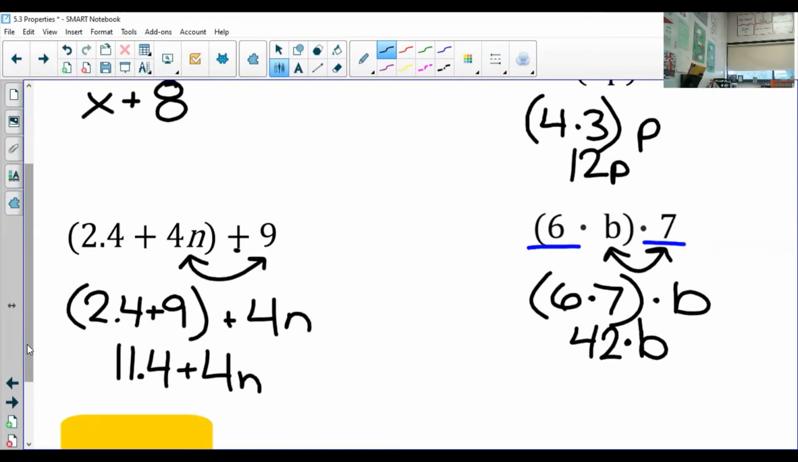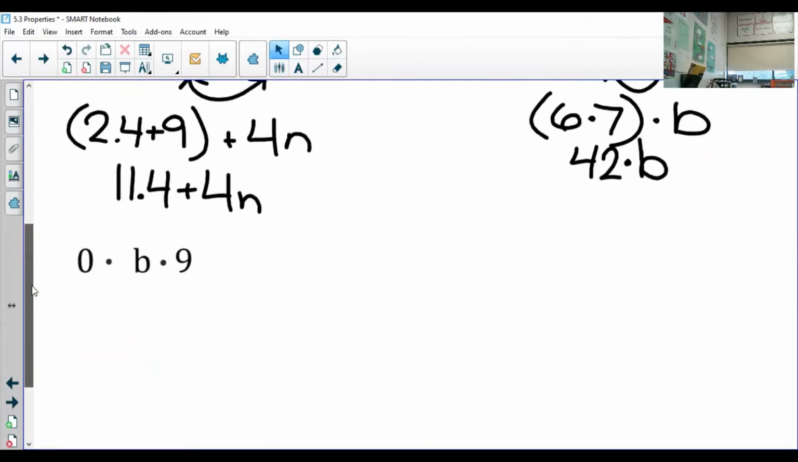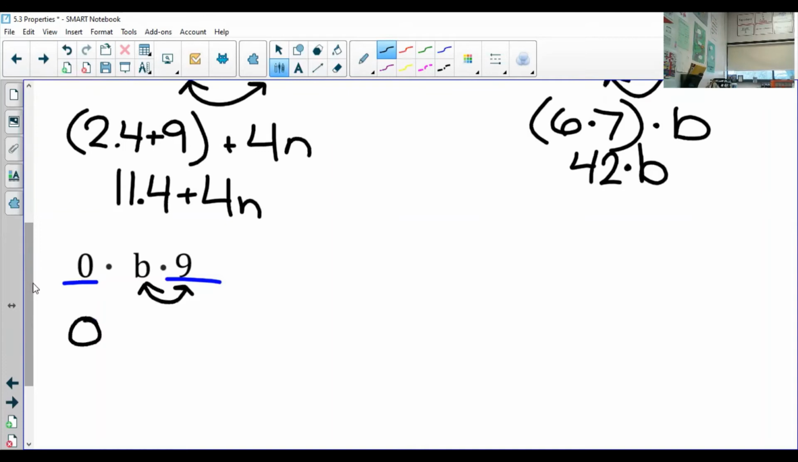Okay, another one. Let's see what we got here. 0 times b times 9. All right, what can I combine? Well, I've got two numbers with no variable and one number with a variable. So let's combine the ones that go together. In order to do that, I'm going to have to switch the b and the 9 around so they're right next to each other. So I have 0 times b times 9. Oh no, I didn't even switch it. Sorry. 0 times 9 times b. 0 times 9 is 0 times b.